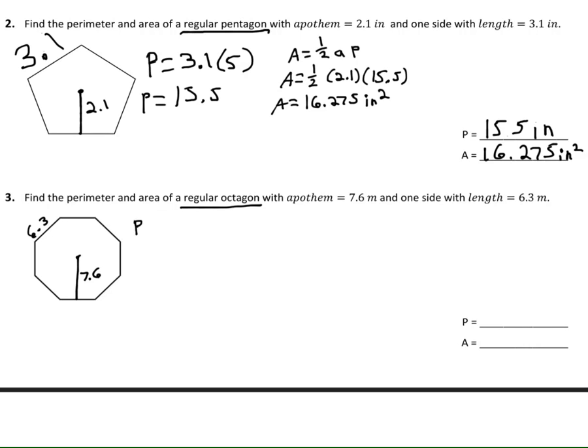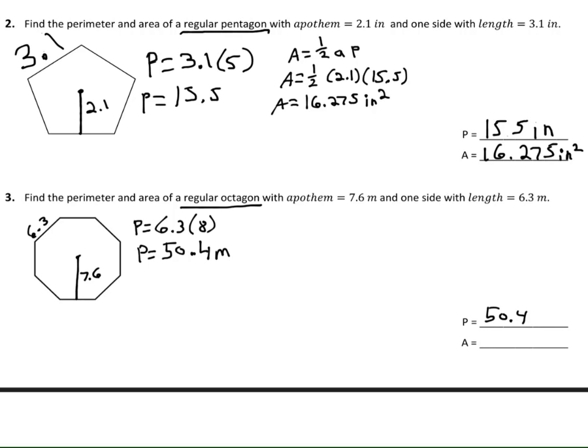Alright, the first thing I need to find is the perimeter. To find the perimeter, all I have to do is add up all the sides. All the sides are 6.3 and I have 8 sides, so I'm going to multiply 6.3 times 8 to get my perimeter. 6.3 times 8 gives me 50.4 meters. So my perimeter is 50.4 meters.